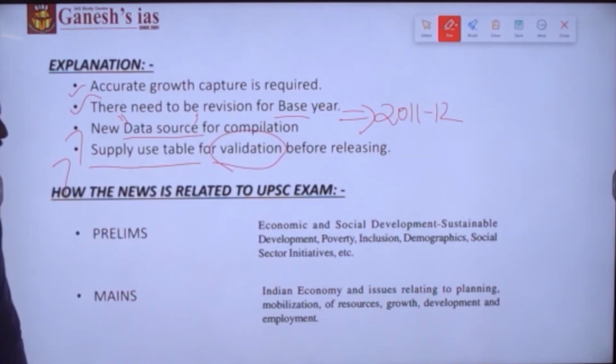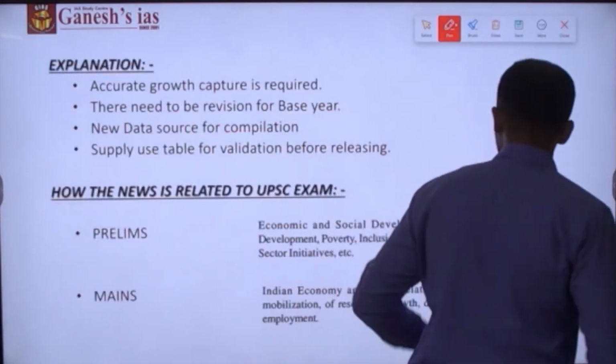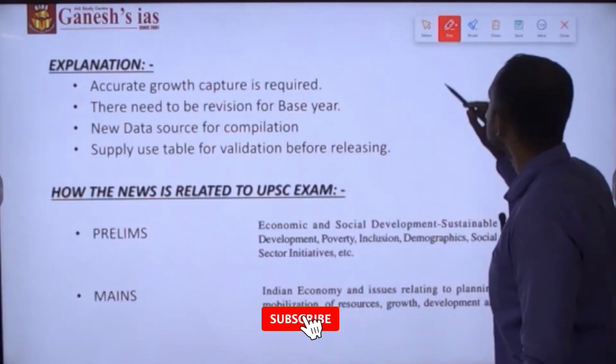So how the news is related to the examination is, under prelims it is related to economic and social development. Similarly, under mains it is related to Indian economy and issues related to planning, mobilization of resources, growth, development and employment.